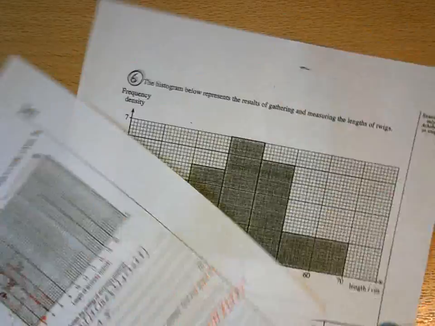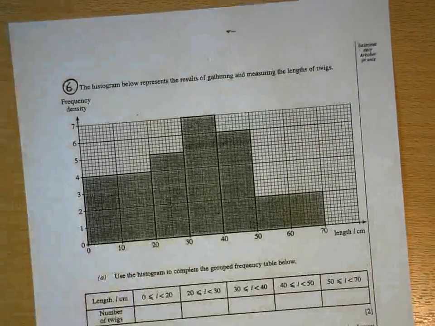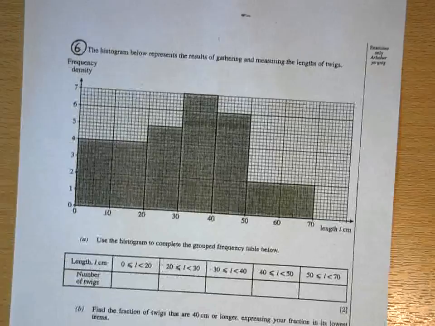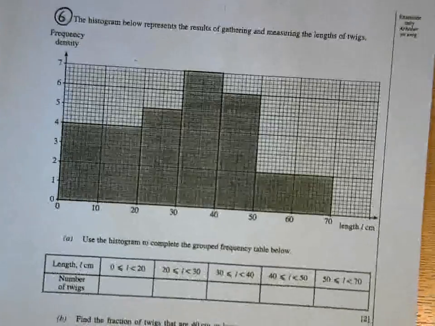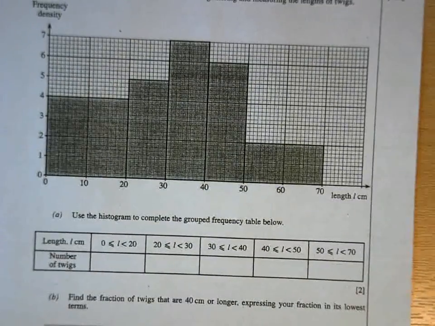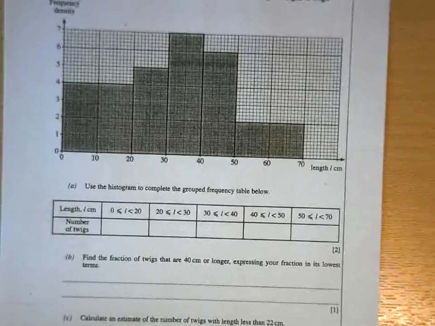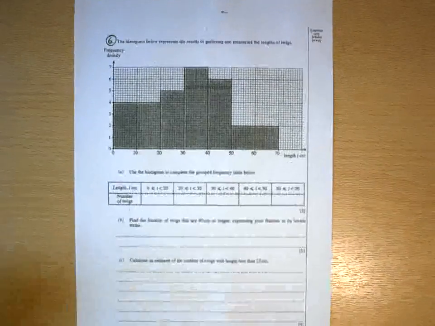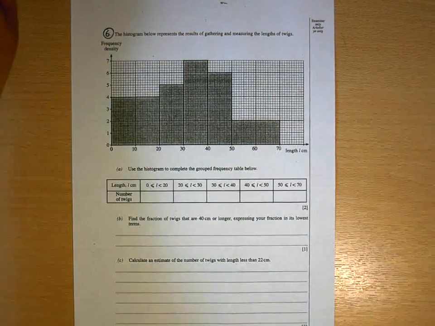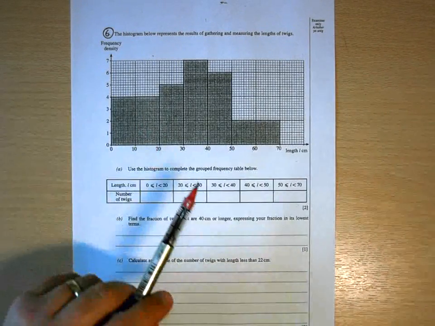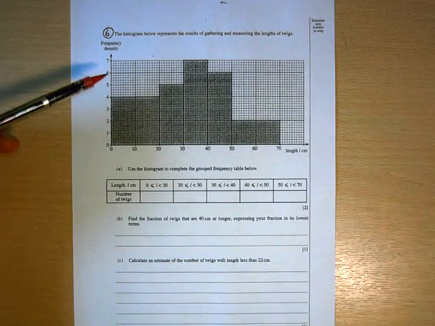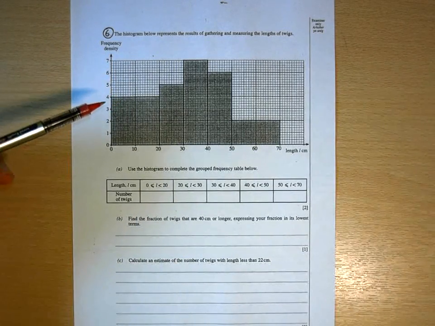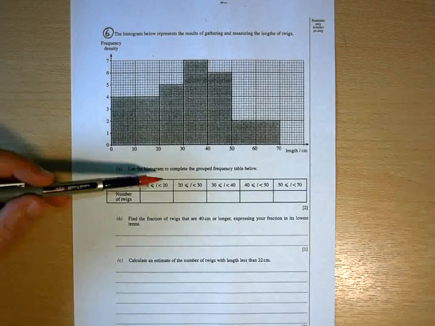That's a tough one. Then we've got one left to do, which is on larger paper, so I'll just zoom out. Wrong way. The histogram below represents the results of gathering and measuring the length of twigs. Use the histogram to complete the group frequency table below.